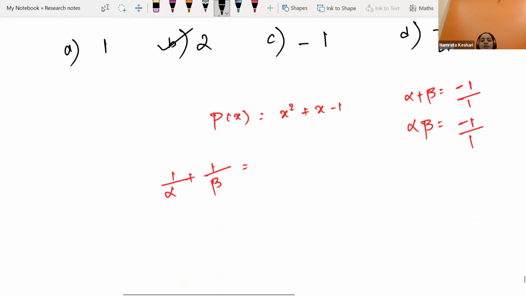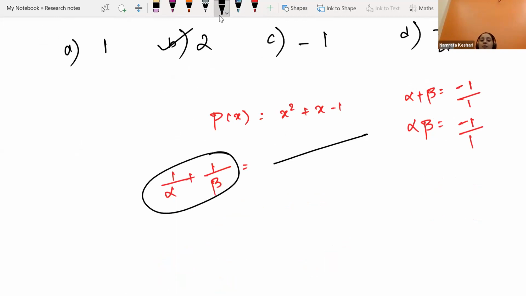Yes, we will try simplifying it. Here the LCM is alpha beta. In the numerator it is nothing but beta plus alpha. We can put the values. Beta plus alpha we know is minus 1. Alpha into beta we know is minus 1. And the result is just 1. So the value of 1 by alpha plus 1 by beta is just 1. Can you see it?